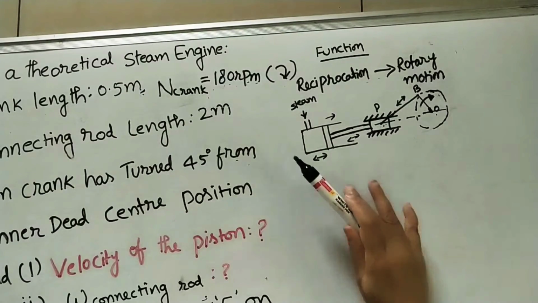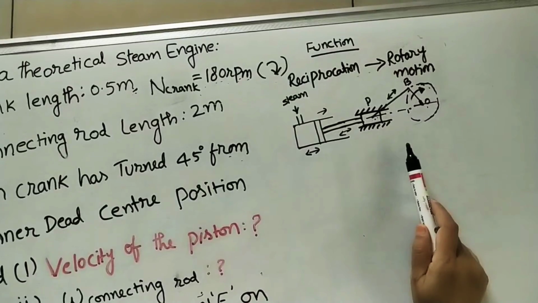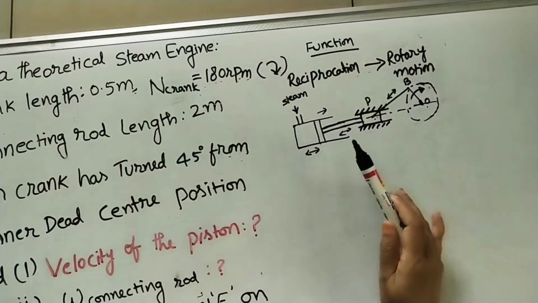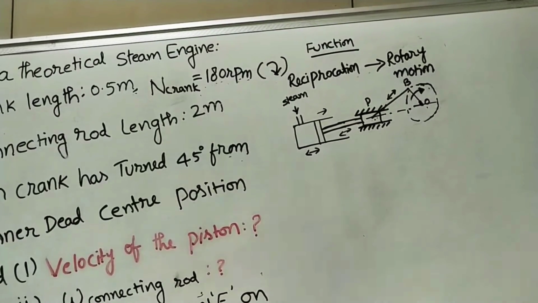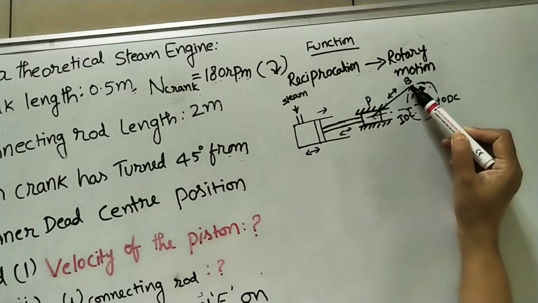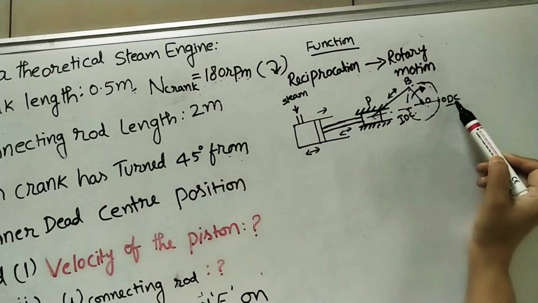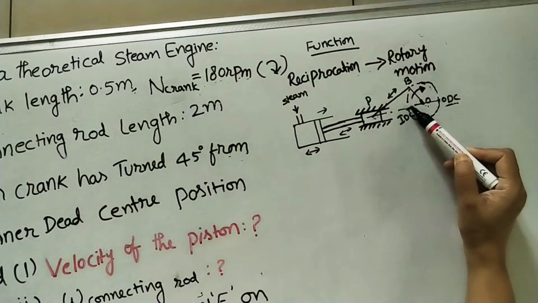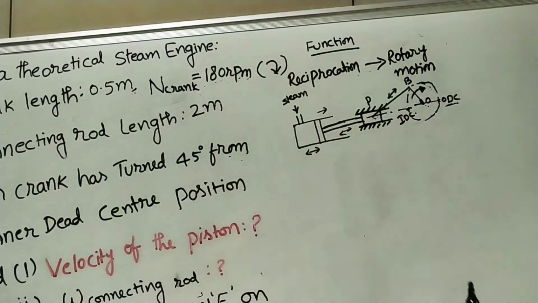Here, what are the main given dimensions in this steam engine? First mark those dimensions. After that we do the diagram by using the drafter and the scale. Remember one more thing: P is the Gudgeon pin here, and here is the crank. Whenever it is coming to this position, this is the outer dead center position. Whenever it is coming here, it is the inner dead center position. Remember these points and mark the dimensions.